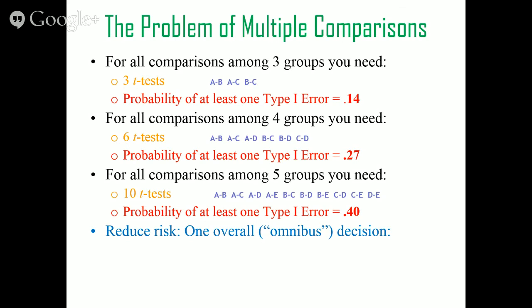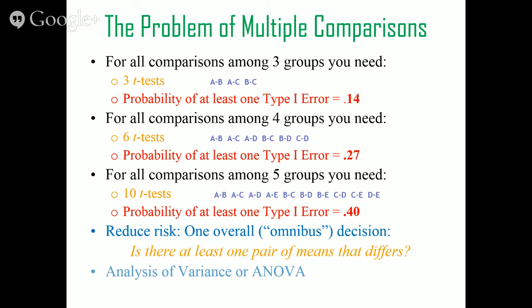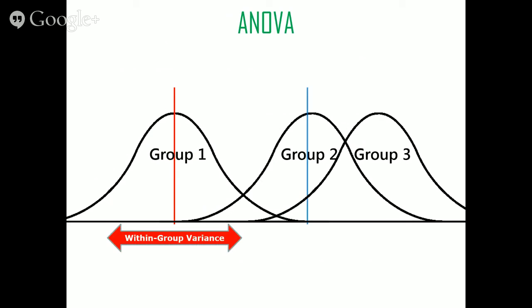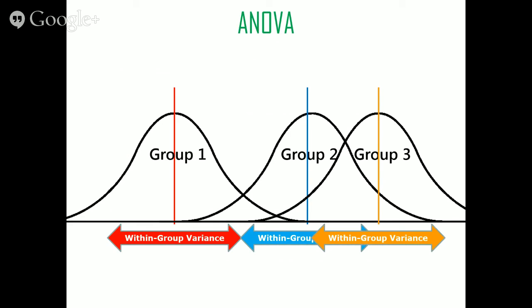So to reduce our risk of type 1 errors, we often follow a strategy where before we do anything else, we do one decision, an omnibus decision. We ask ourselves, is there at least one pair of means here that differs? We don't do 10 different tests or 6 different tests or 3 different tests. We do one test with all the data in it at once. And this test is the analysis of variance. And the reason that works is because you can look at variability among means with a single procedure. So there's the mean for group 1, and it has its within group variance. The mean for group 2, its within group variance. Group 3 within group variance.